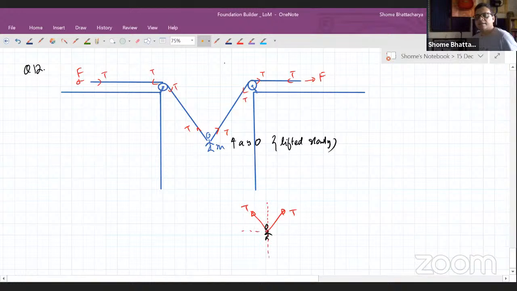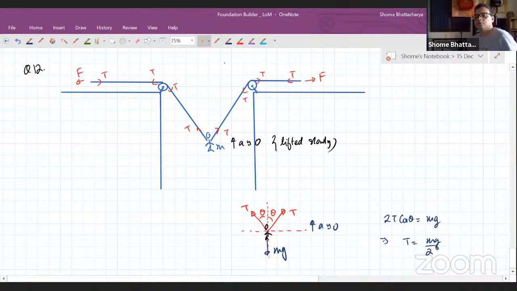And let us say that they are acting at some angle theta to the vertical, and they are balancing the weight, because there is acceleration upwards, but that acceleration is tending to zero. So you get the equation that 2T cos theta, that is the net upward component of the two tensions, is balancing mg. So tension is equal to mg by 2 cos theta.